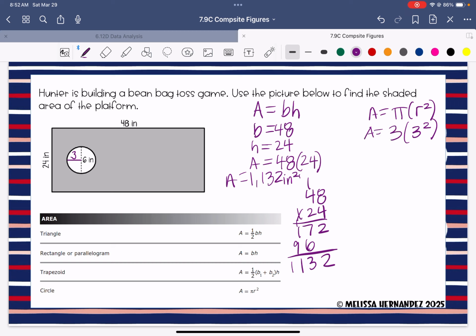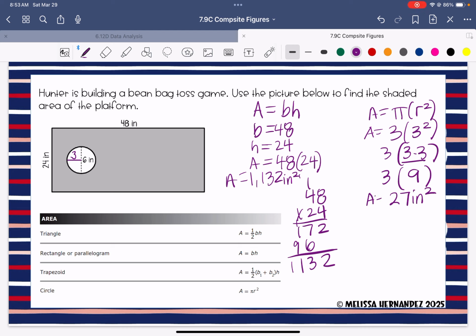Okay, but you use 3.14 if that's what your teacher expects you to do. I mean, if it's an open-ended question, you're stuck using 3.14. However, if it's a multiple choice, you can get away with using 3. 3 squared does not mean 3 times 2. It actually means 3 times 3. So this is 9 times 3, and you end up with 27. If I had to guess, that would be answer choice B on a STAAR test.